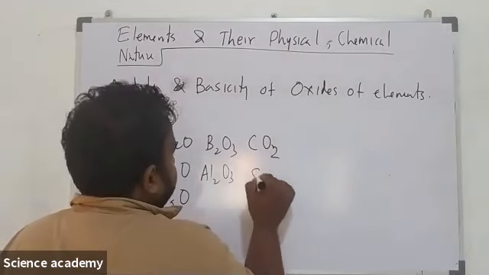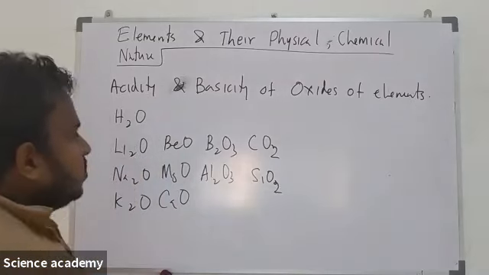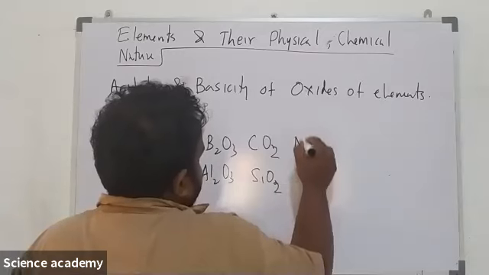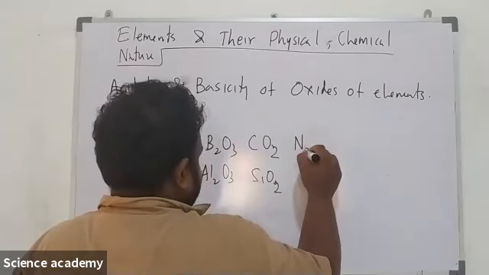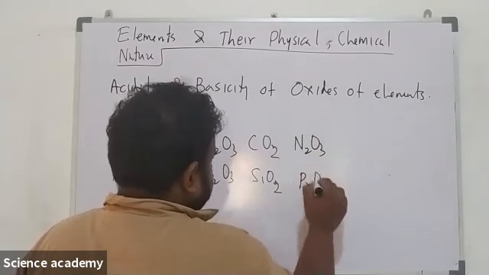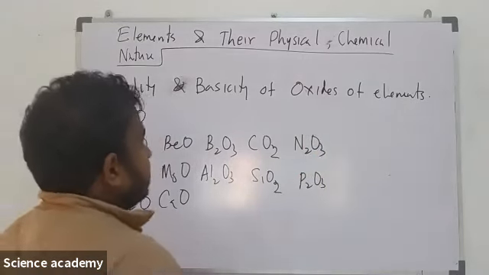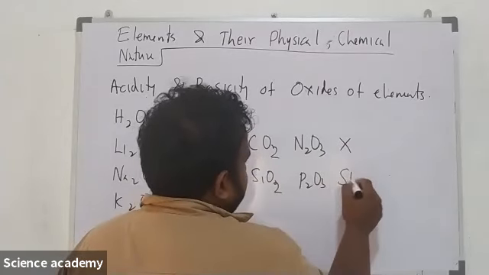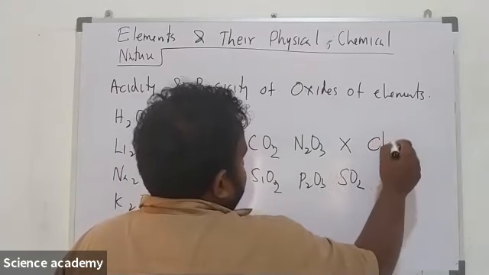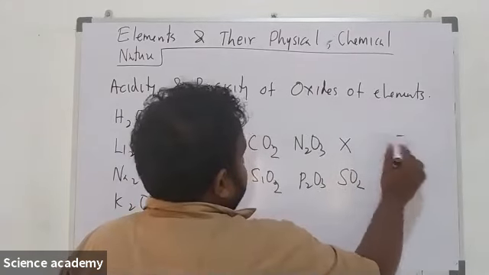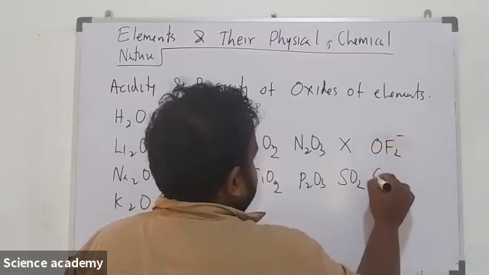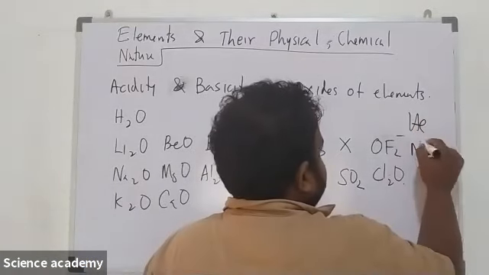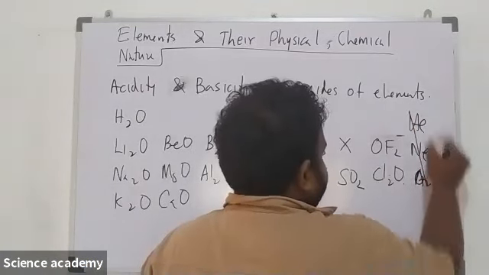Carbon CO2, SiO2, and then nitrogen N2O3, P2O3. Oxygen, it is O2, there's nothing. Sulfur SO2, Cl2O, sorry, OF2, Cl2O. Helium, neon, argon, they are not going to make oxides.